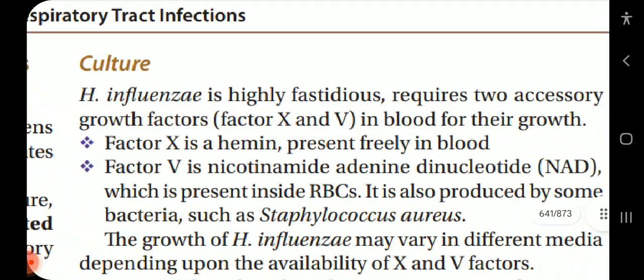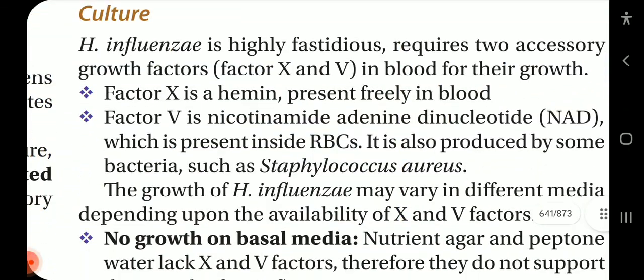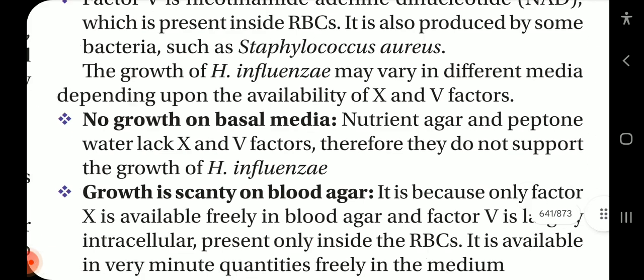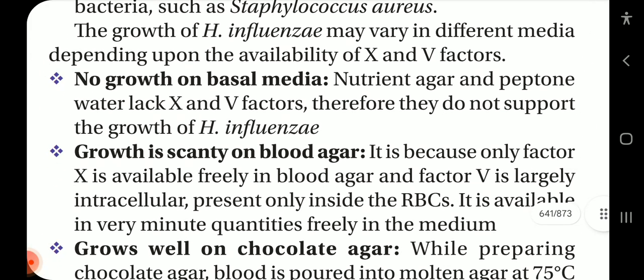Okay, the culture. Haemophilus influenzae is highly fastidious and requires two accessory growth factors, X and V, in blood for its growth. Factor X is hemin, present freely in blood. Factor V is nicotinamide adenine dinucleotide, NAD, which is present inside RBCs. It is also produced by some bacteria such as Staphylococcus aureus. The growth of H. influenzae may vary in different media depending upon the availability of X and V factors.